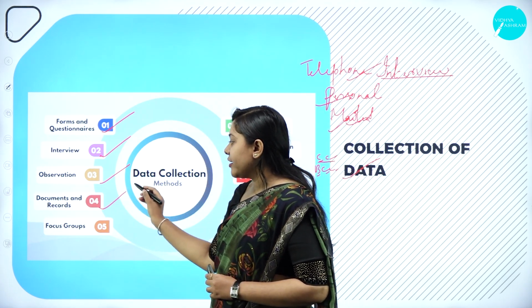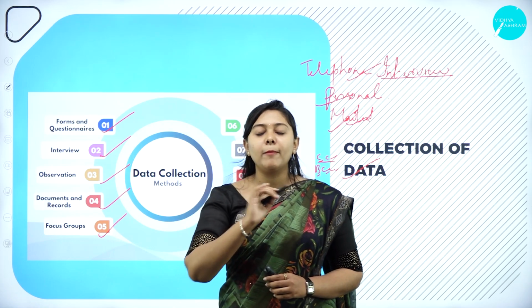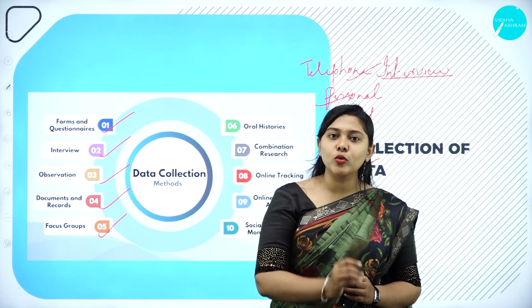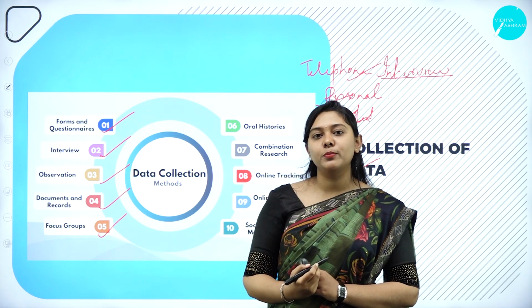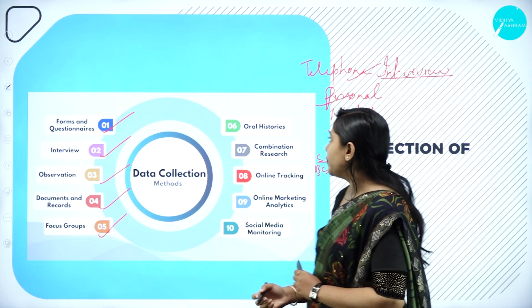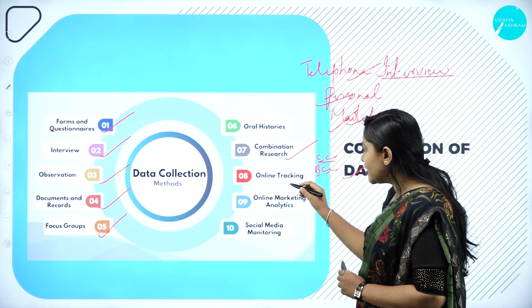Next, documents and records. They'll do a focus group among the respondents. They'll group them, and for one group they'll focus on it, and from that focus group they take up the information. We have combination research, online tracking.